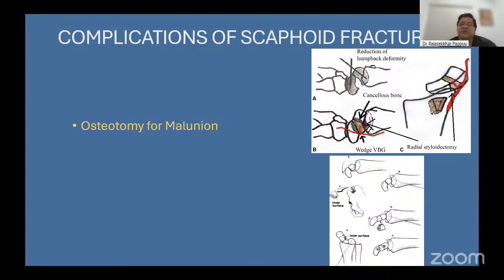For malunions, the best way to treat is to do an osteotomy for the malunion, correct it, and then put an iliac crest graft so that the angle of the humpback deformity is corrected.